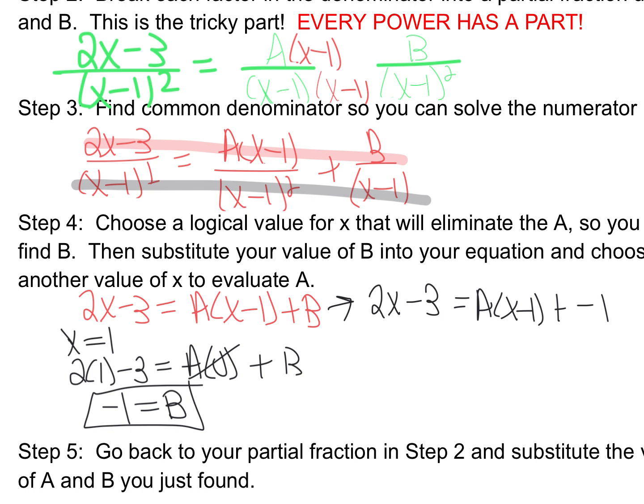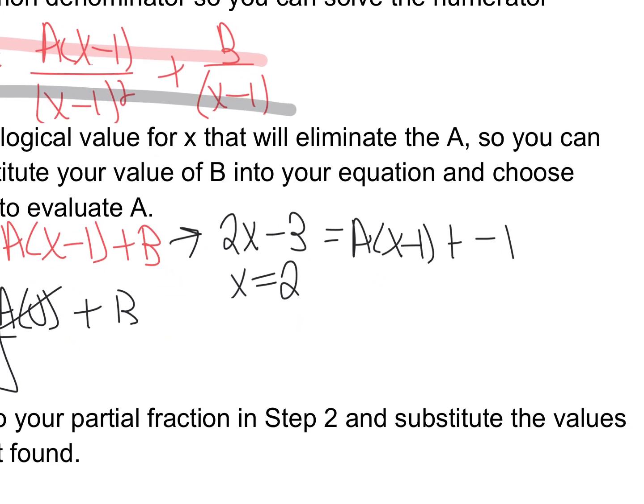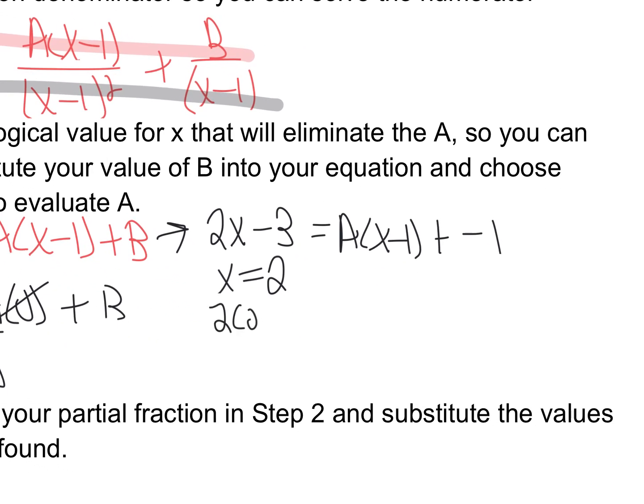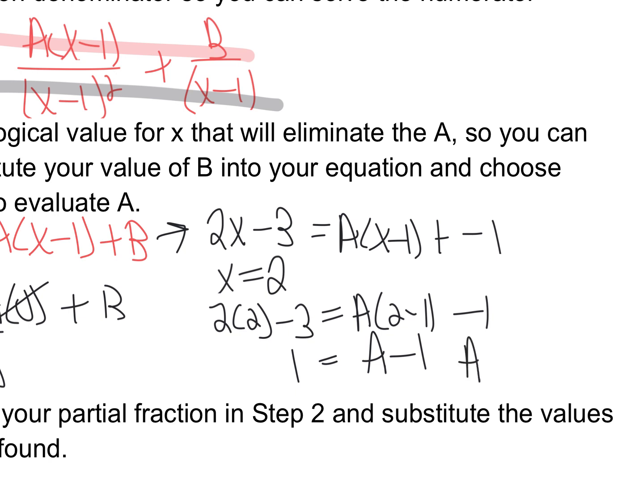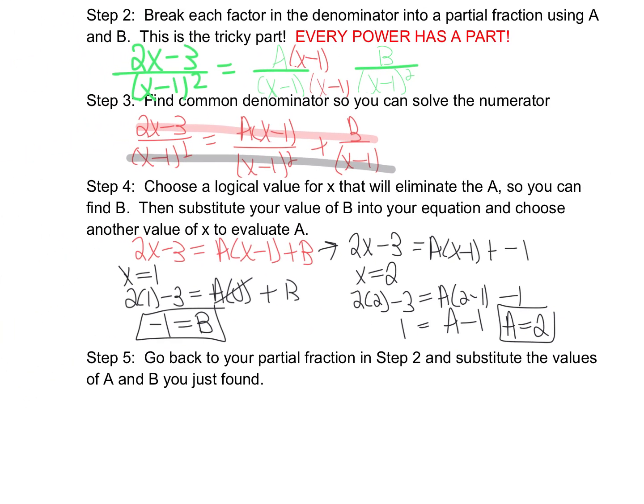I'm going to choose x equals 2. And the reason I chose x equals 2, you'll see here in just a second, is because if I put in 2, I get 2 times 2 minus 3 equals a. When I take 2 minus 1, that gives me 1, which is nice because then I have a coefficient of a that's just 1. That makes my life a little easier. So 2 times 2 is 4. 4 minus 3 is 1 equals 1a minus 1. So then I just need to add 1 to both sides, and I get that a equals 2. So now I have both of my values for a and b.